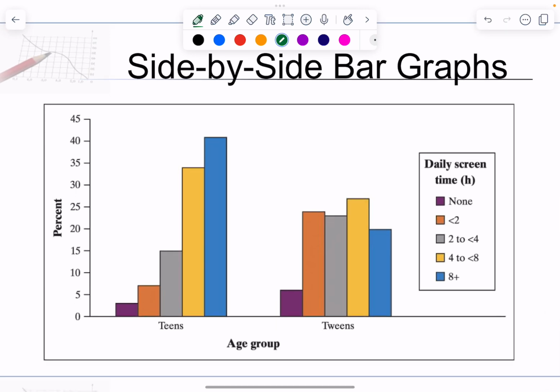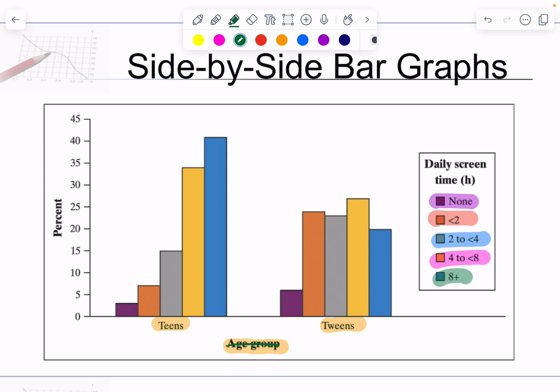One is to simply separate the two groups. So my x-axis is the age group, and then I have the teens versus the tweens. So I'm just separating by group. And then within the teens, I have my different categories. And so here's where I've got to pay attention to the key. As we look at the key here, we have the different categories being listed out. And so we have this telling us how to read the graph, right?